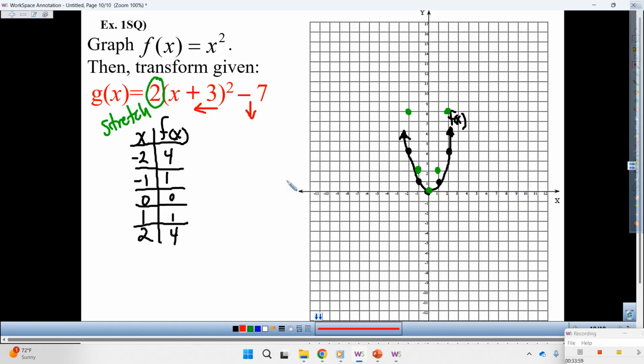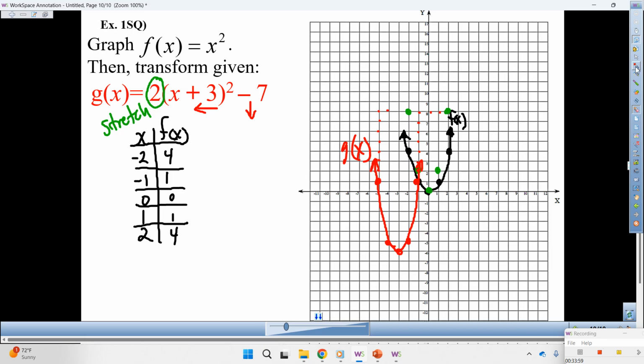Hands if you agree with that. That is correct. So I'm going to go 3 to the left. 1, 2, 3, 7 down. 1, 2, 3, 4, 5, 6, 7. This one, 3 to the left. 1, 2, 3. 1, 2, 3, 4, 5, 6, 7. This one, 1, 2, 3. 1, 2, 3, 4, 5, 6, 7. This one, 7 and 0, 0. And we label this g of x. Send that in, please.